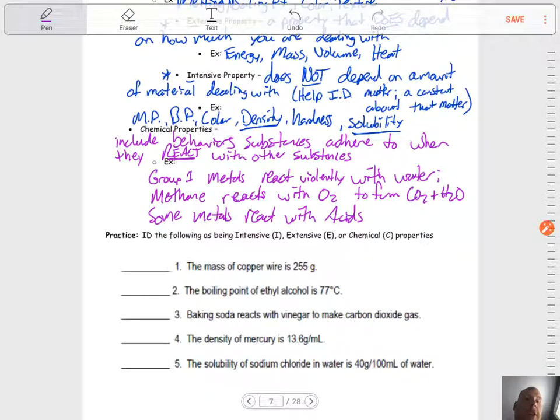What I want you to do now is practice. You can just put I for intensive, E for extensive, or C for chemical properties, and then you can check your work with me in class and ask any questions you may have.